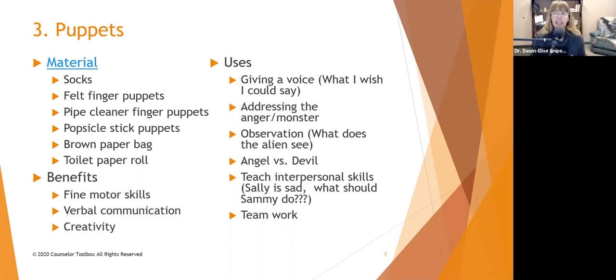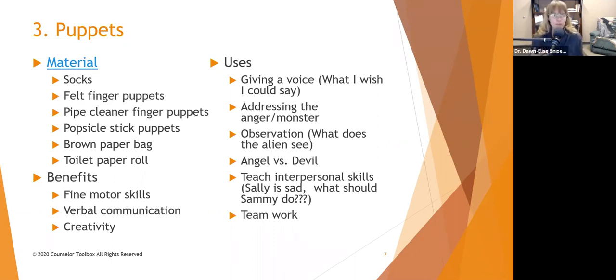Uses: giving a voice. Puppets can help people say what they wish they could say. If the person just can't say it out loud, what would the puppet say? Have them address the anger monster. They can create an anger puppet, and they can talk to that puppet and address that anger monster. You can have the puppet, if it's, for example, an alien in this case, what does the alien see? And have the puppet look around and talk about what the puppet sees and observes.